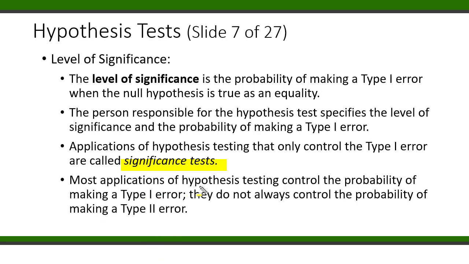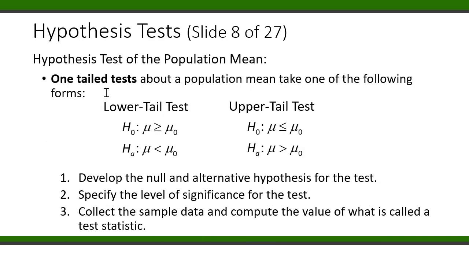So as I said earlier, most types of hypothesis testing control for the probability of making a type 1 error. They don't typically control for the probability of making a type 2 error. So when we do the hypothesis test of a population mean, the one-tailed tests are either greater than or less than, or less than or greater than, as you see here.